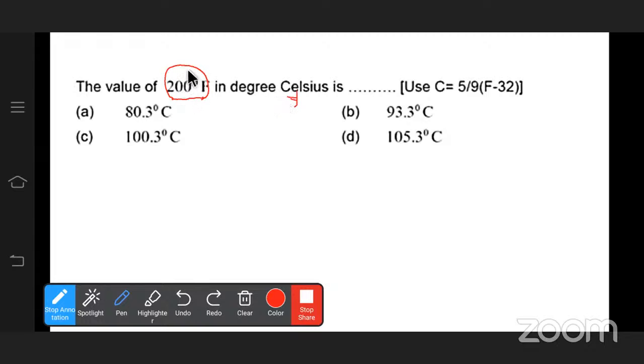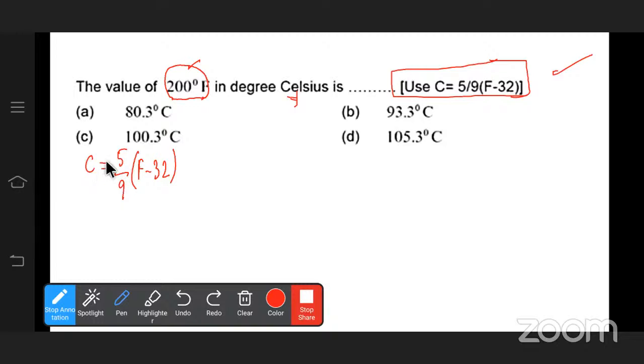Understand? So the question is in 200 degree Fahrenheit, and they are asking for the answer in Celsius. So for the Celsius conversion, they have told us to use this: C equal to 5 by 9 (F minus 32). The question is in Fahrenheit, and we are going to do the Celsius conversion.